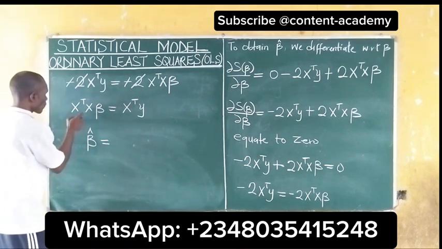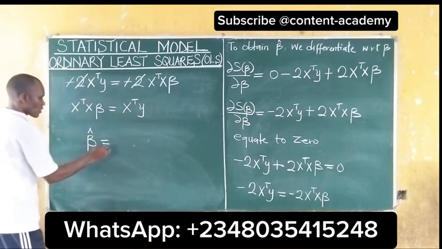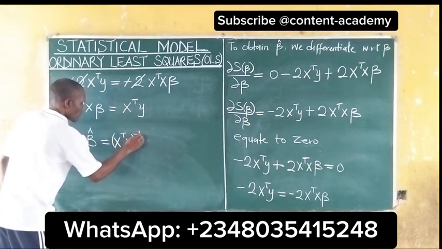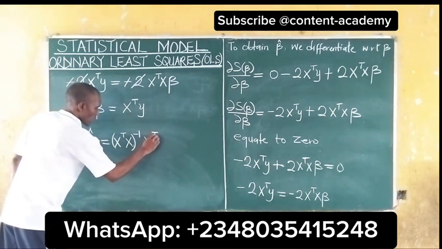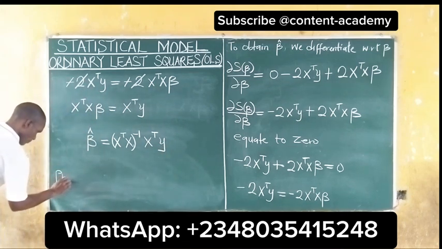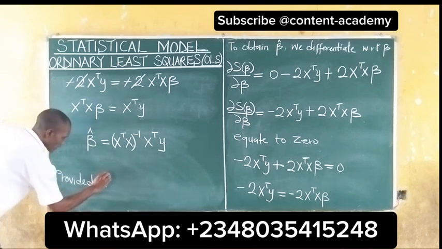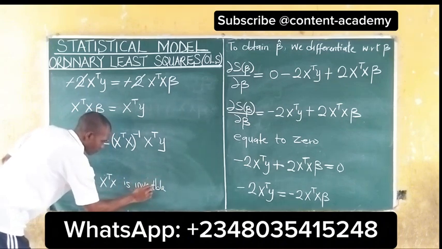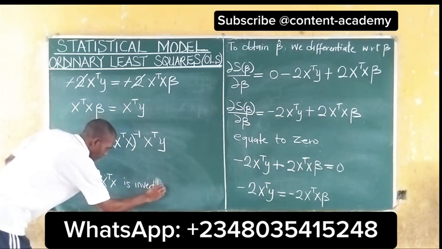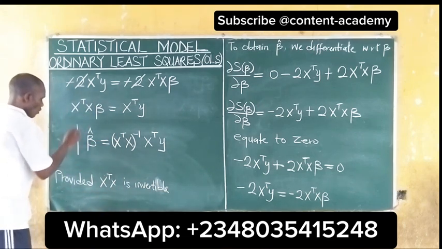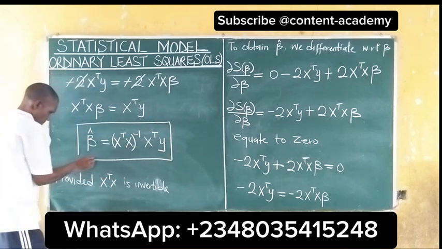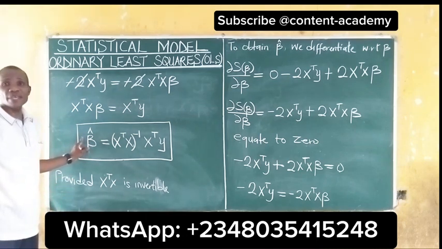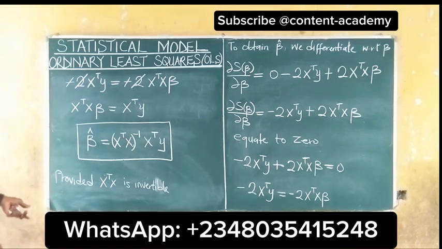So b will now be equal to, of course, if you divide both sides by X transpose X, you can write X transpose X inverse multiplied by X transpose y, provided X transpose X is invertible. So this becomes the derivation for the normal regression model given. So this is how we can obtain our B estimates, or simply called the normal equation.